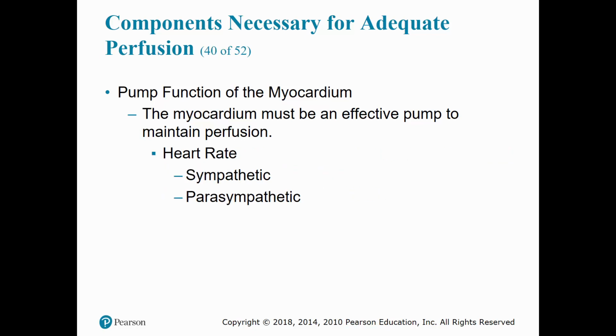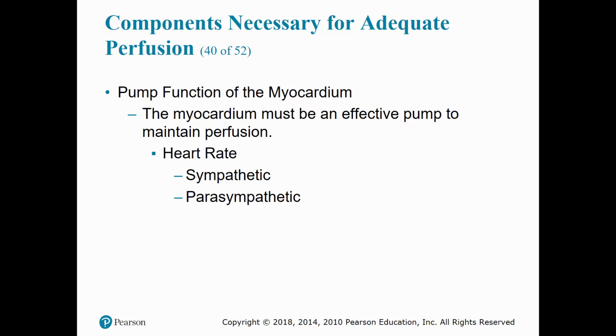The heart rate is defined as the number of times the heart contracts in 1 minute. The heart has the property of automaticity, meaning it can generate its own impulse. The sympathetic and parasympathetic nervous system exerts control over the heart rate through the cardiovascular control center located within the brainstem. So an increase in stimulation by the sympathetic nervous system increases the heart rate, whereas a decrease in stimulation by the parasympathetic nervous system decreases the heart rate.